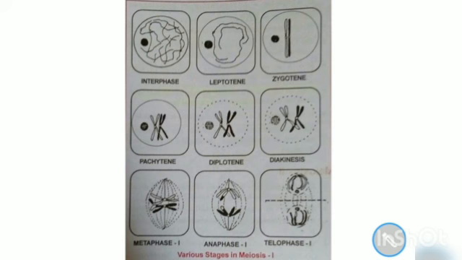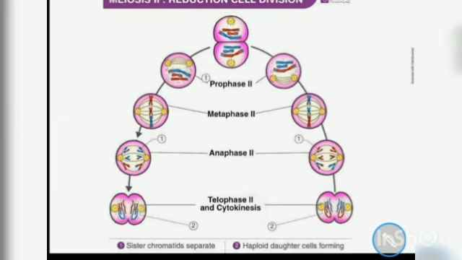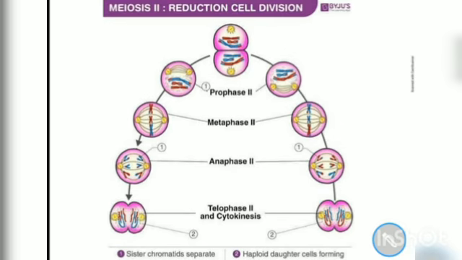Then we have to discuss meiosis 2, and it is equational, or similar to mitosis. It involves division of chromosomes during anaphase 2. We have already discussed what happens in the anaphase stage, that means the chromosomes moving away from each other.